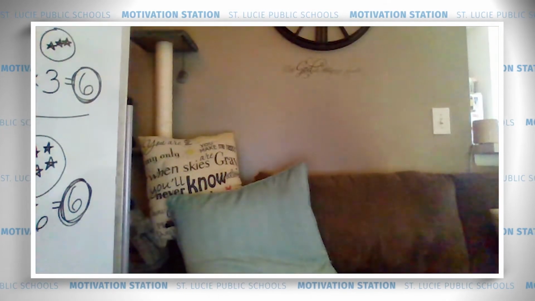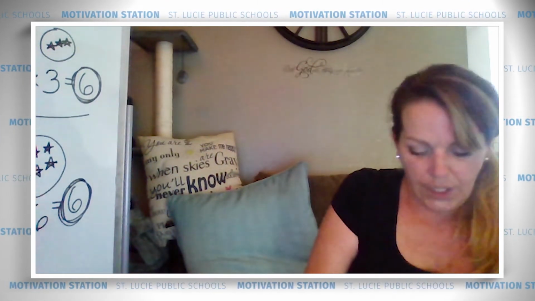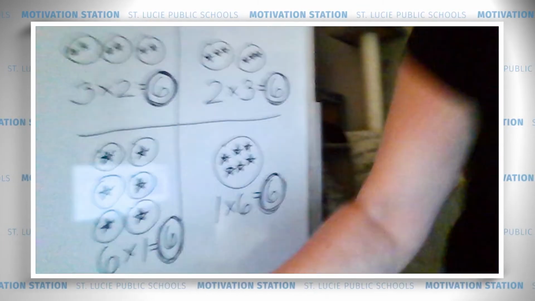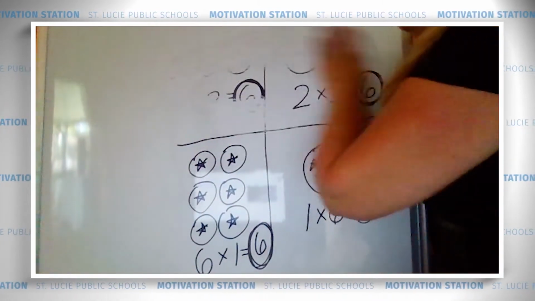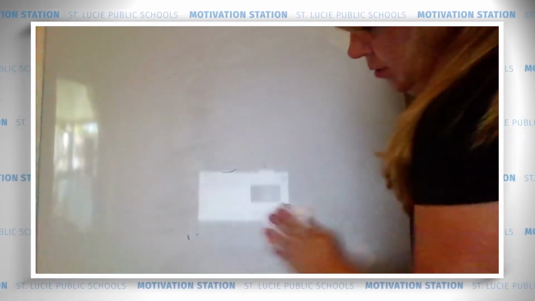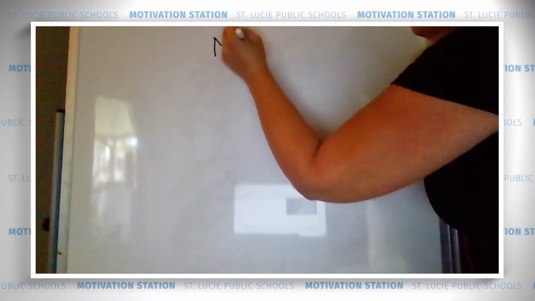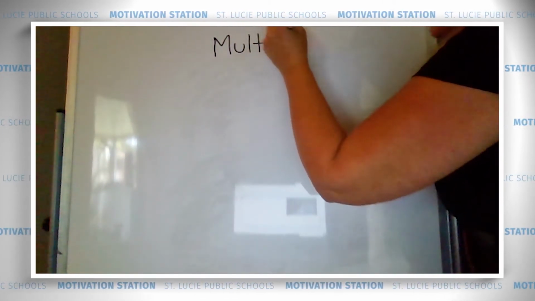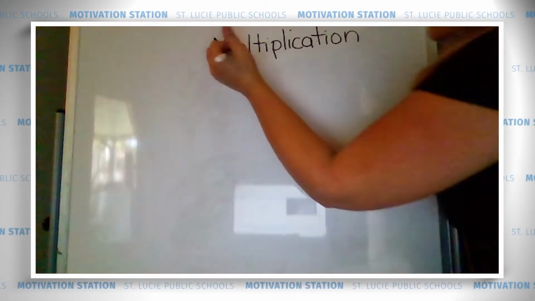I can actually start it in here, so you can see exactly what I want it to look like. At the top, let me write it up here, and as you copy it down, I'll put it in the book so you can see exactly how you want your book to look. All right, so at the very top of your page, I want you to write multiplication equations.